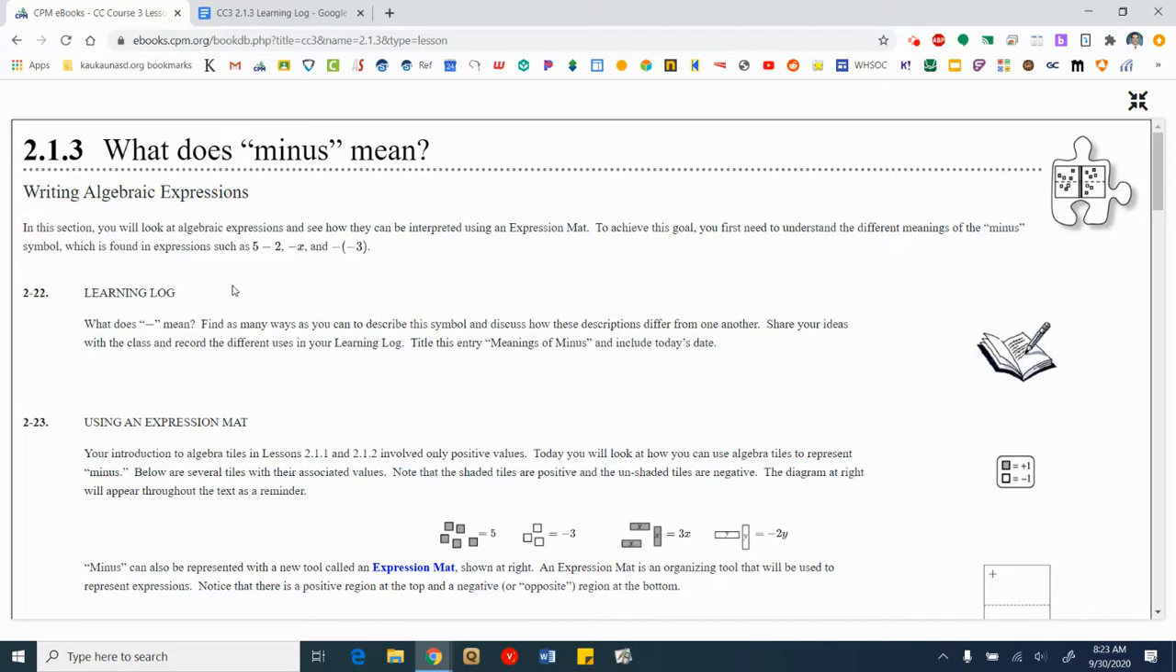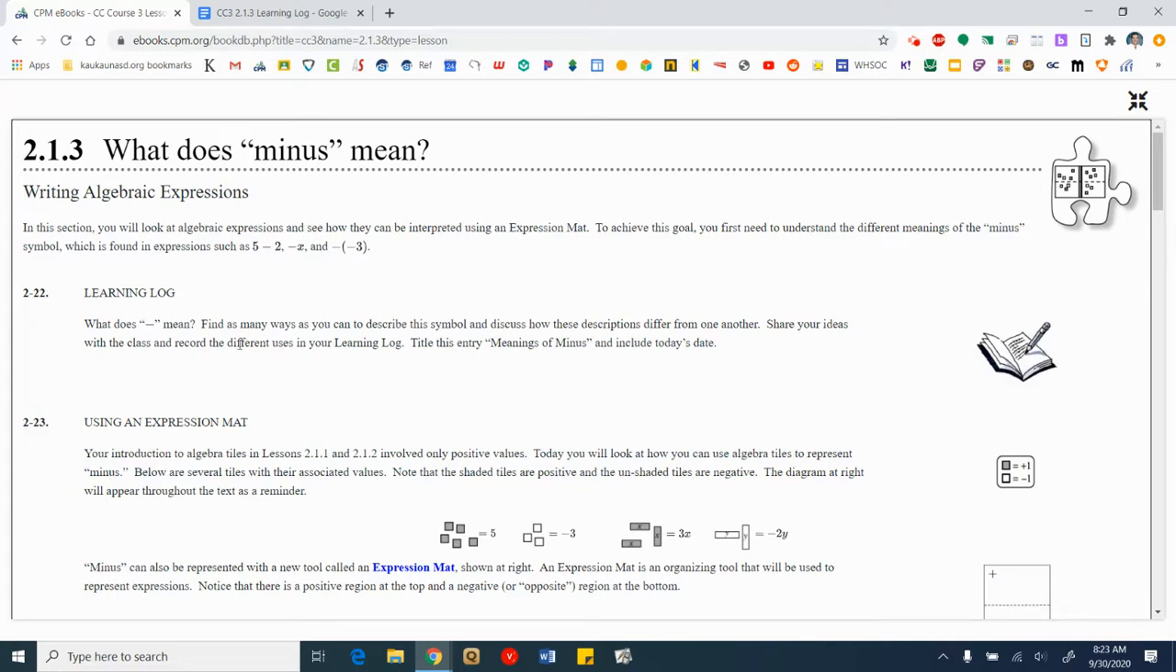2.2.2 learning log. What does minus mean? Find as many ways as you can to describe this symbol and discuss how these descriptions differ from one another. Share your ideas with the class and record the different uses in your learning log. Title this entry, Meanings of Minus, and include today's date.